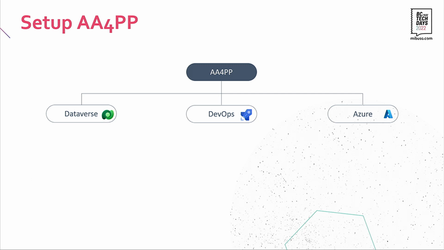When I set up this tool, I need to do a lot in mostly everything that we have. I need to do something in Dataverse, I need to do something in Azure DevOps, as well as in Azure, because all systems must talk together over the ALM Accelerator for Power Platform.